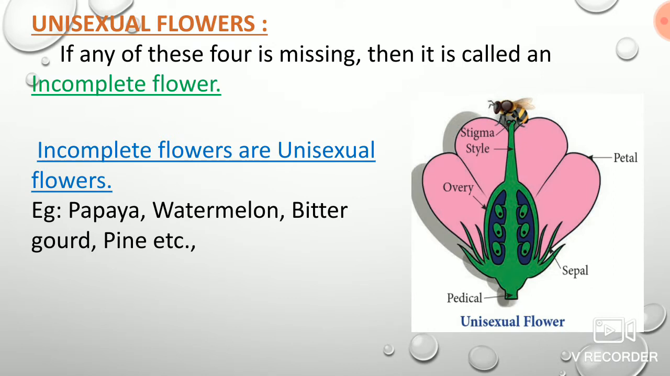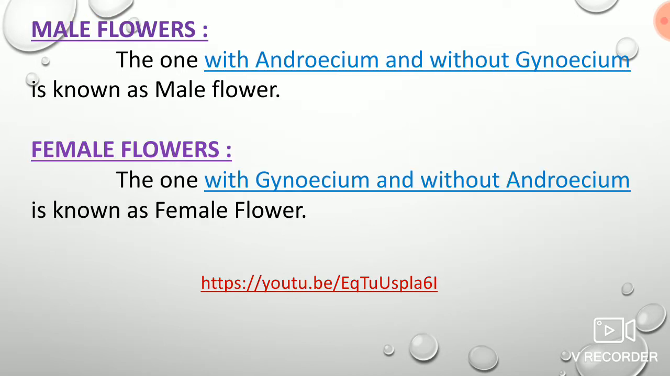The next type is unisexual flowers. If any of these four is missing, then it is called an incomplete flower. Incomplete flowers are unisexual flowers. Papaya, watermelon, bitter gourd, pine are some examples of unisexual flowers. Unisexual flowers are further classified into male flowers and female flowers.